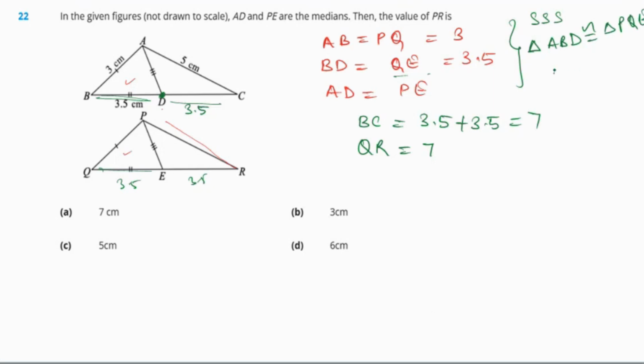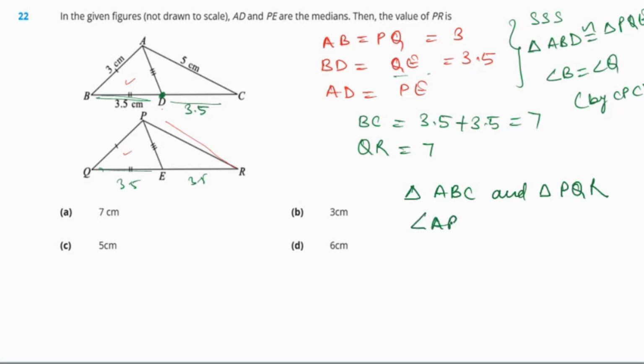And by CPCT, we can figure out angle B will equal angle Q. This we can figure out by the help of CPCT. Okay. And after that, since AD is a median, we have already figured out the values. And if we are going to the triangle ABC and PQR, these two bigger triangles, what is given to us? Angle ABC is already given to us equals to angle PQR.